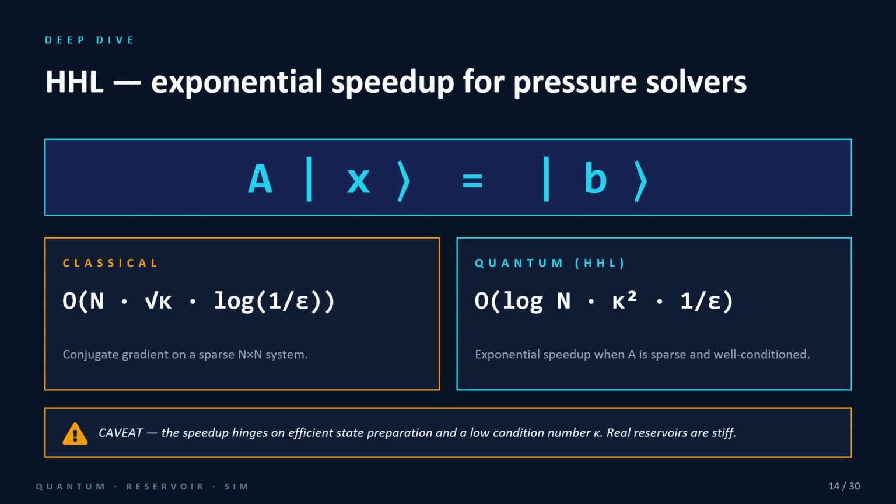However, there are important caveats. The speedup depends on efficient state preparation, matrix properties, condition number, and how we extract useful information from the quantum state. Real reservoir systems are often ill-conditioned, heterogeneous, and strongly coupled. So HHL is promising, but it is not a magic button. It is a potential accelerator for carefully prepared linear systems.